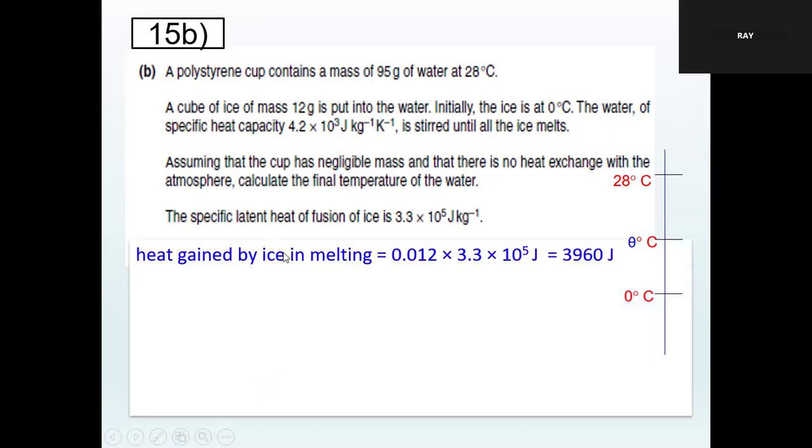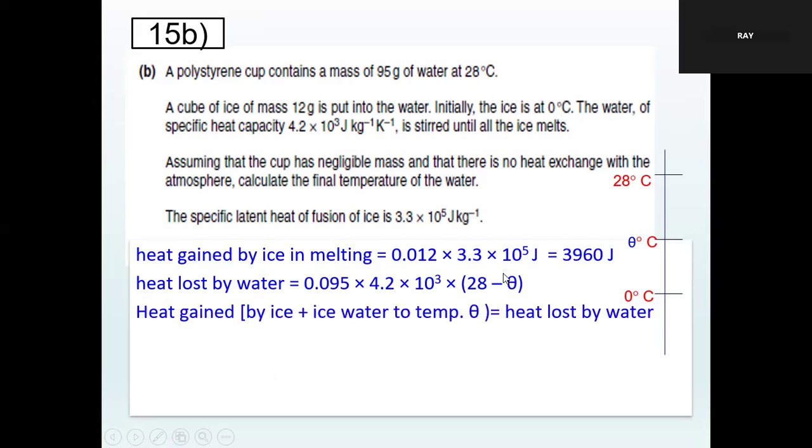So heat gained by ice in melting, right? Change it to kilogram. That is latent heat of fusion. Multiply that. Then heat loss by water. That water there. Change it to kilogram times your specific heat capacity. 28 minus theta. Right? That's the final temperature.